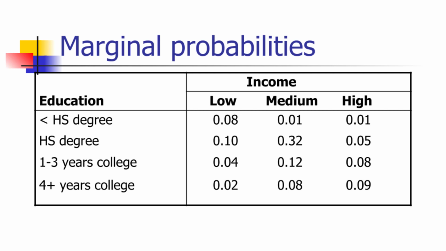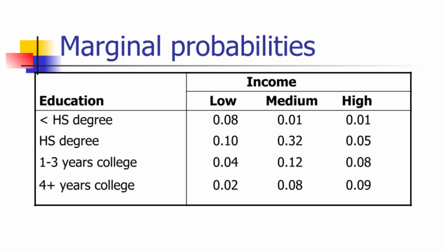If we want to measure, for example, the probability that someone has less than a high school degree, there are 3 groups of people that meet that criteria, and those are in the first row of this table. So 8% of the population has not completed high school with a low income, 1% has not completed high school but has a medium income, and 1% did not complete high school but has a high income. Essentially, 10% of this population did not complete high school.